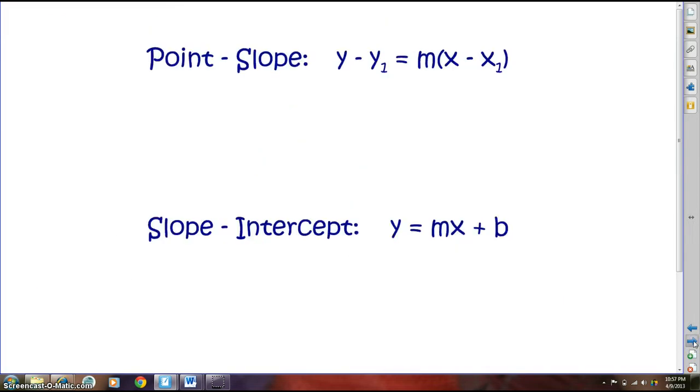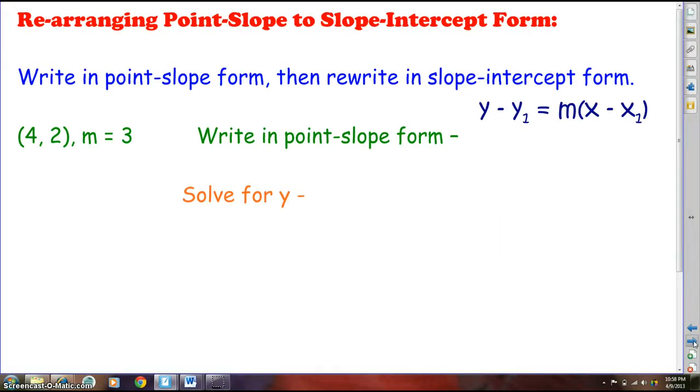Now we're going to take those equations from point-slope form and rearrange them into slope-intercept form, which means we need to solve for y. So we have to get rid of those parentheses and then move a piece or two around. So let's try a couple. Alright, so we have the point 4, 2, and we have a slope of 3.